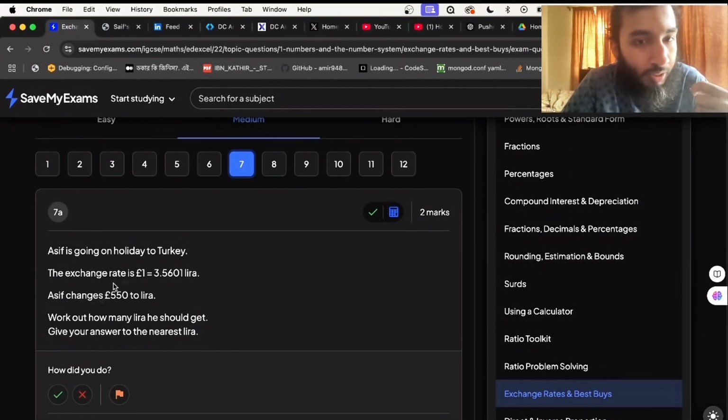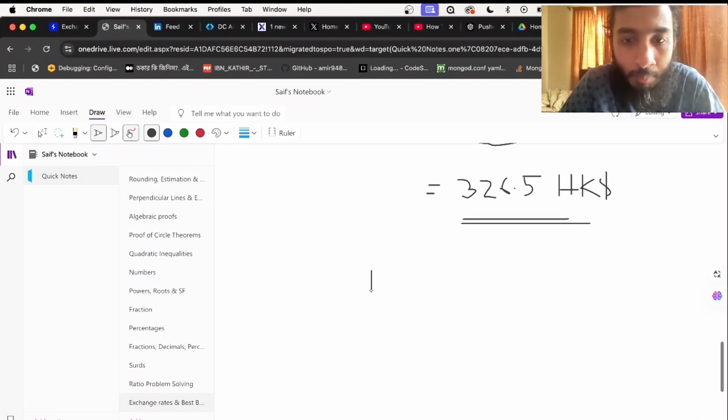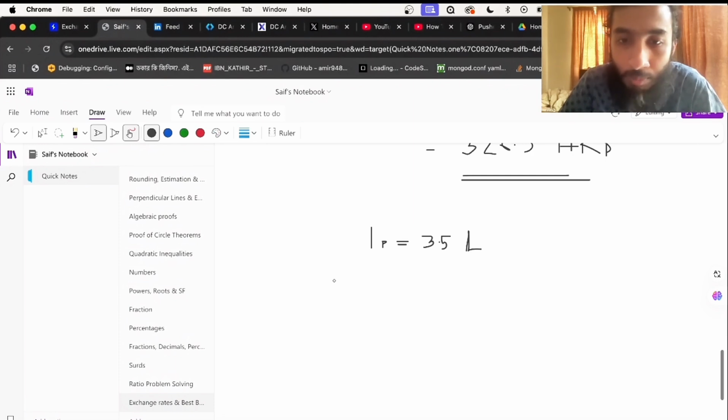I'll not use a calculator and will try to work out the amount approximately, to the nearest possible answer. So the information given here is £1 is 3.56 lira. If I use my pen tool, £1, let's say, equals 3.5 lira, let's say L. So Asif changes 550 pounds to lira. If £1 is 3.5 lira, then what is 550 pounds to the nearest lira?